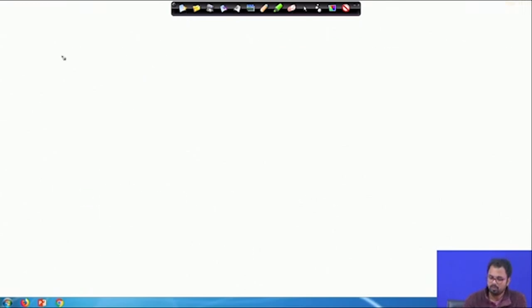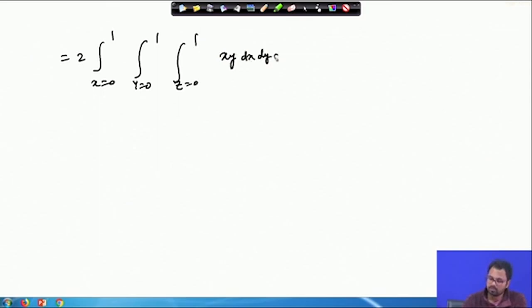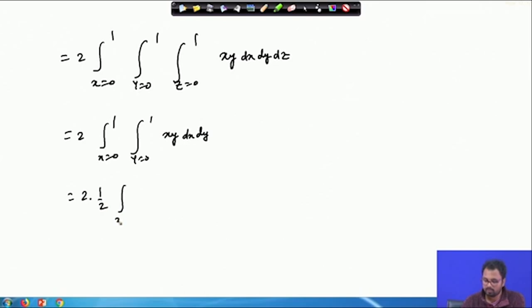Now here we have to substitute the values for x, y and z. Since it is a volume integral, our x will vary from 0 to 1, y will vary from 0 to 1 and z will vary from 0 to 1. Then we have xy dx dy dz. First we integrate with respect to z, and the value will be 1 when z is 1. So, this is just 2 times the integral from x running from 0 to 1, y running from 0 to 1, xy dx dy. Now, we integrate with respect to y, and then this will be y square by 2. So, this is basically 2 times 1 by 2, and then we integrate with respect to x, and then this will be x square by 2.